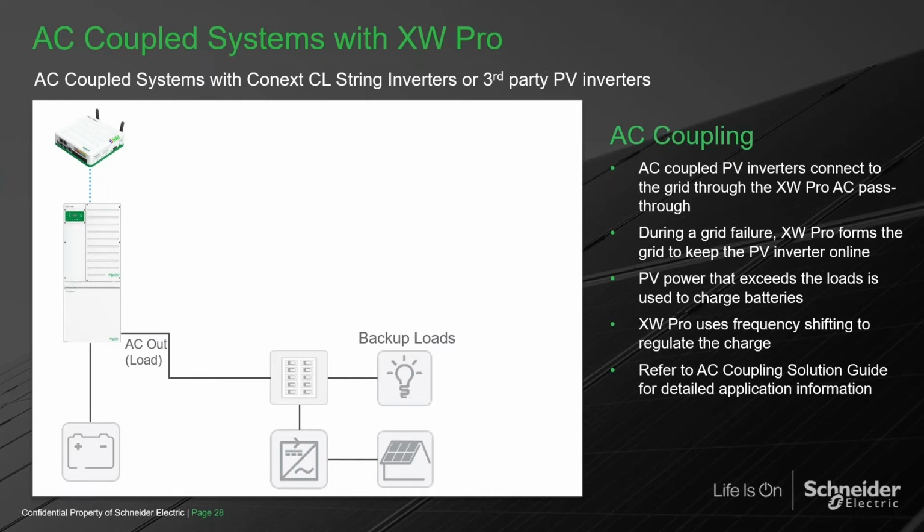So how am I going to control this inverter since I don't have a direct communication with that grid tie inverter? So we use the frequency shift. And what we do is we start shifting the frequency up from 60 hertz, because we know grid tie inverters must react to changes in frequency. They also need to react to voltage, but they also need to react to frequency up or down.